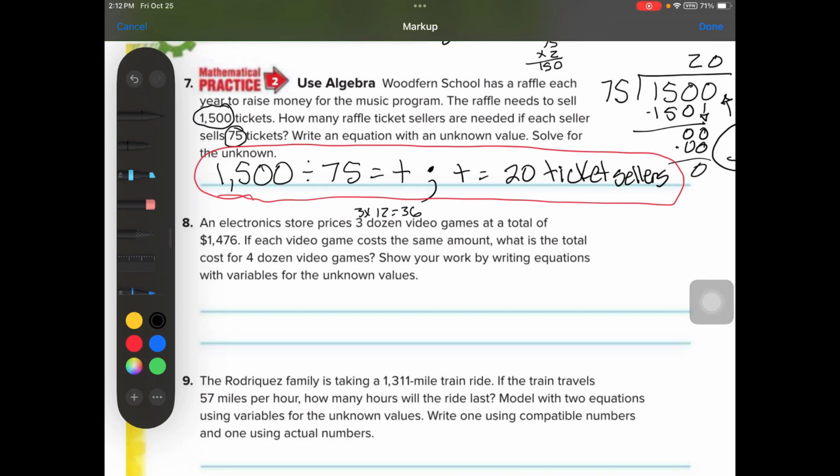All right, so we have the first question right here, question number 1. What is the total cost for 4 dozen video games? Show your work by writing equations. First thing we need to do is figure out how much each video game costs. So we have 36 video games, and the total cost for everything is $1,476. Okay? Then once we get that answer, we can times that by 4 dozen. Here we go.